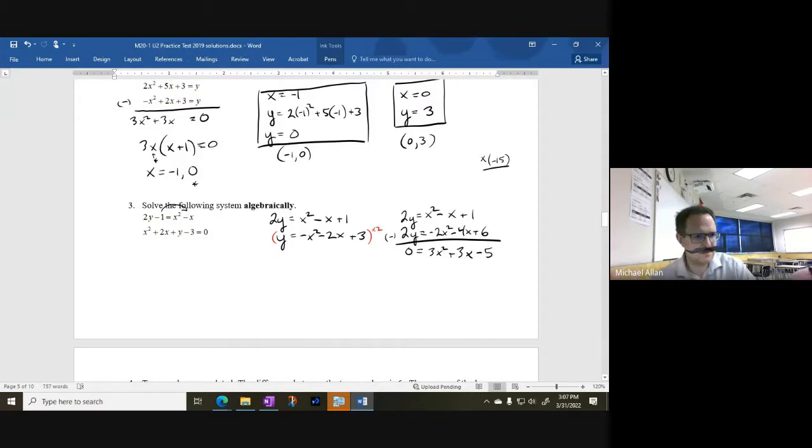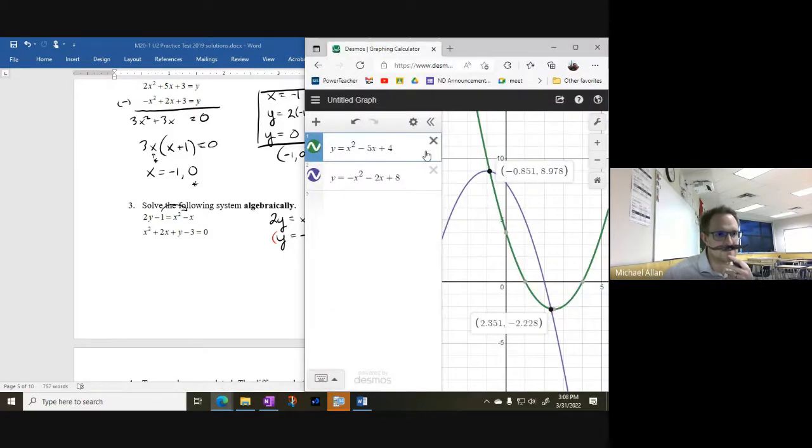Can I factor this? We will have ones that factor. I'm just going to double check it to make sure I have math right here. Added that over, minus that over. Times everything by 2. Looks pretty good. All right. Gosh, I'm just going to graph this and see are my solutions nice.